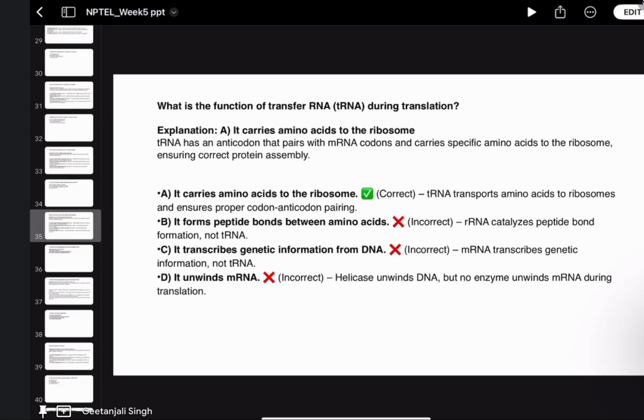It does not form peptide bonds between amino acids because that's catalyzed by rRNA, and genetic information is transcribed into mRNA, not tRNA, and it's not involved in unwinding of mRNA. Helicase unwinds DNA, but because RNA is single stranded, it needs no enzyme to unwind during translation.